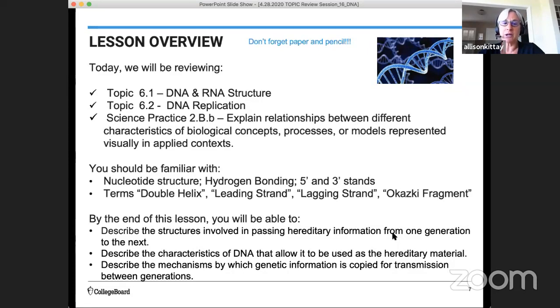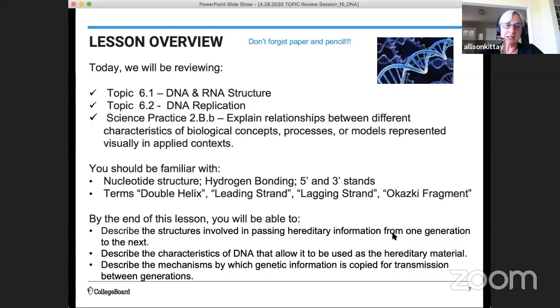So you can guess that we're going to look at the process of DNA replication, and we're going to look at some models that represent that process and be able to explain the relationships between the different characteristics involved in this process. You should be familiar with the concept of nucleotide structure, which was presented earlier, hydrogen bonding, which was also presented in an early lesson, and then the idea of 5' and 3' strands, which I'll review because that's very important to DNA replication. The terms double helix, leading strand, lagging strand, and Okazaki fragment will be helpful today.